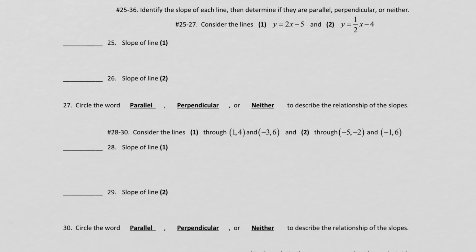For this problem, this is already in slope-intercept form. So the slope is 2, and the slope is 1/2. These are not opposites. They are reciprocals, but they're not opposite reciprocals, so it's neither.